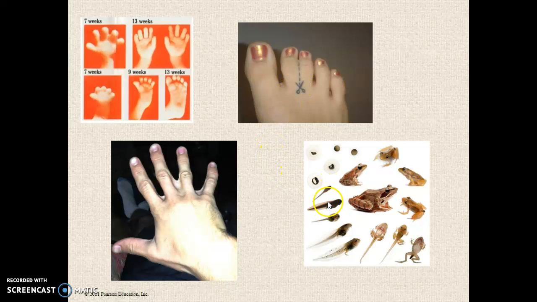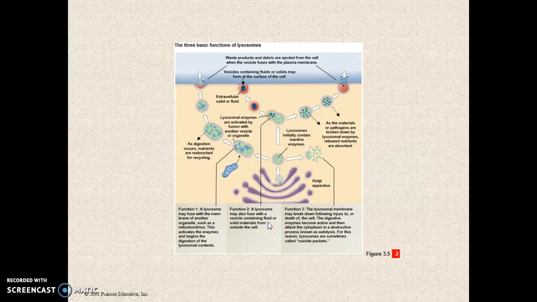Tadpoles, their tails don't fall off as they develop into frogs and toads. Their tails are reabsorbed because lysosomes are programmed to destroy that tail and reabsorb and reuse those nutrients. And here are some functions of the lysosomes.